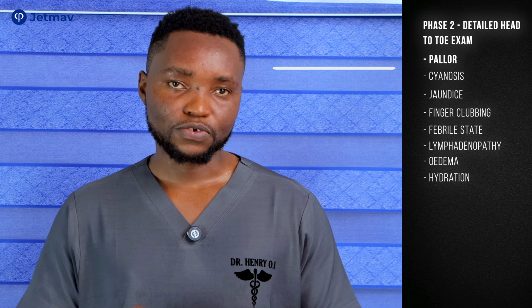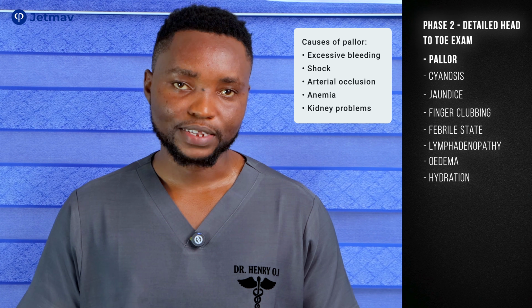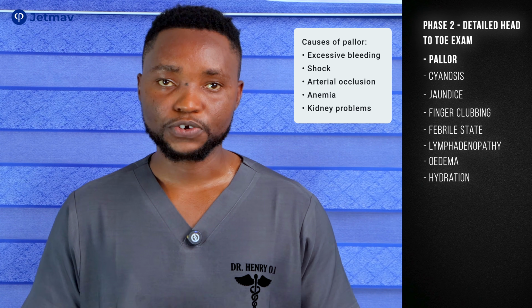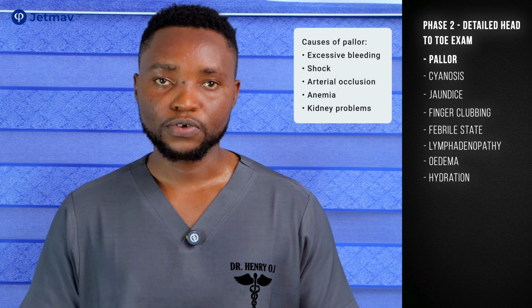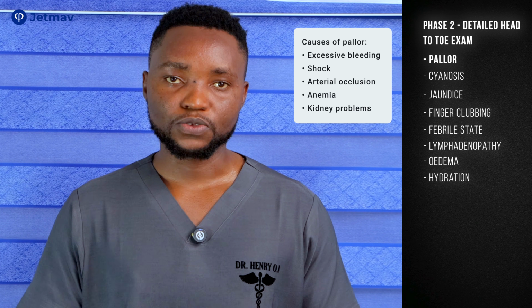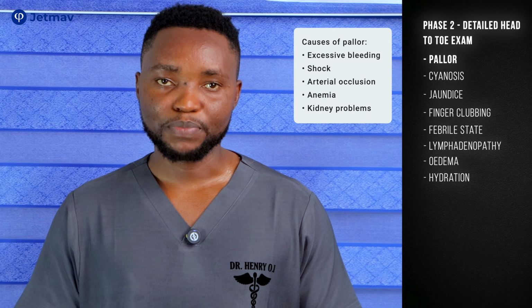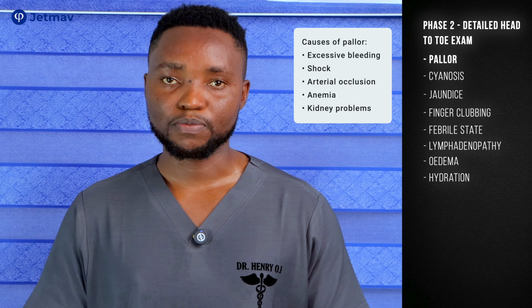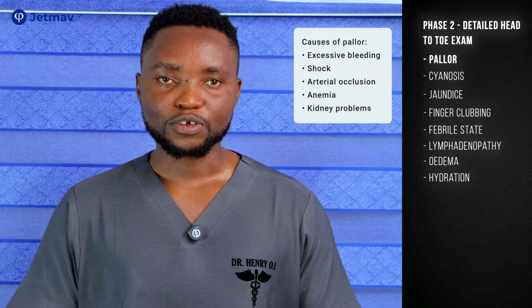So what are the things that can cause reduced blood flow? Well, someone that has excessive bleeding, okay, or in a case where there is shock, arterial occlusion. So these are things that can cause reduced blood flow. And again, we say a decrease in the red blood cell can also cause it. That's anemia. So in people that have kidney problems, there can be reduced erythropoietin, which will lead to reduced number of red blood cells, so leading to pallor. So these are some of the causes of pallor.